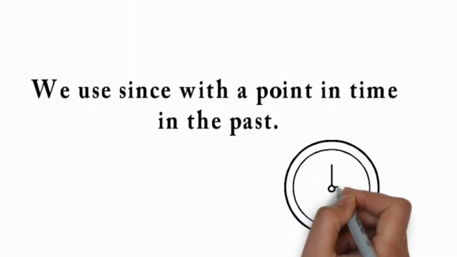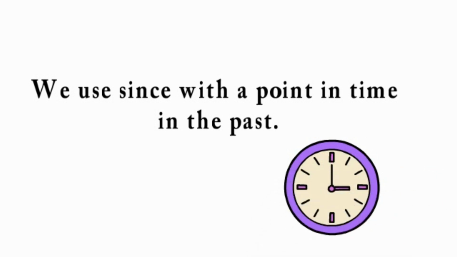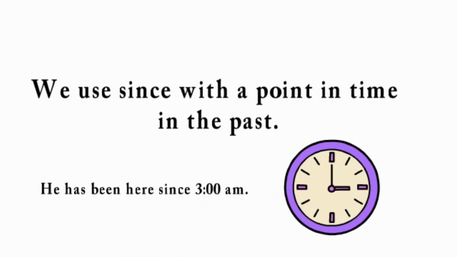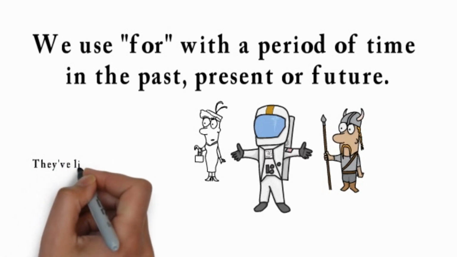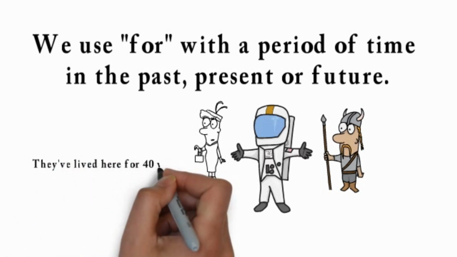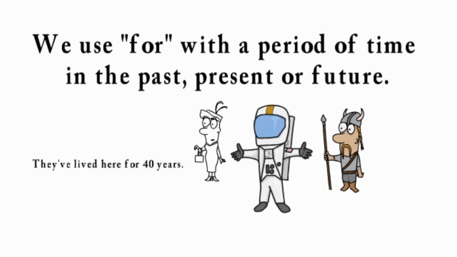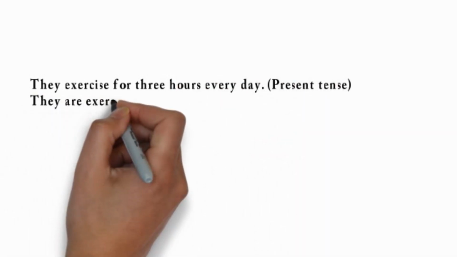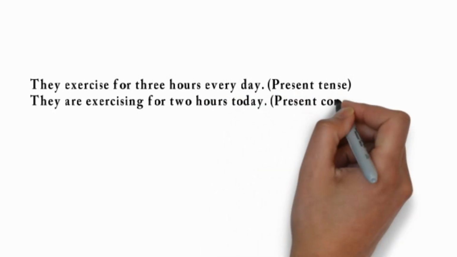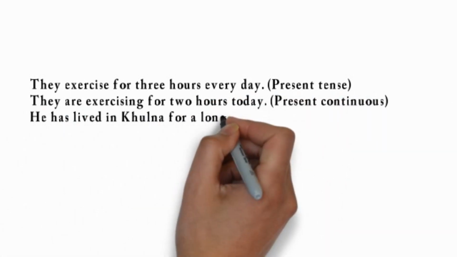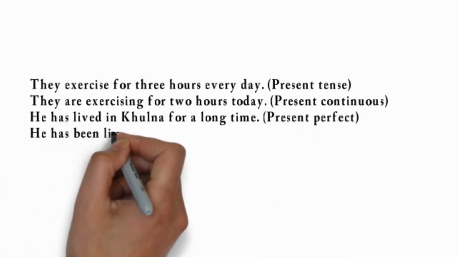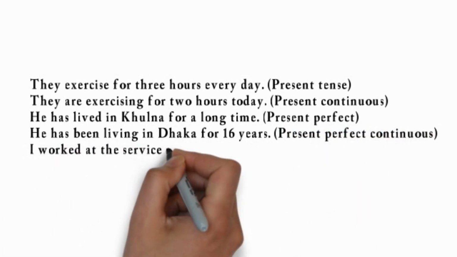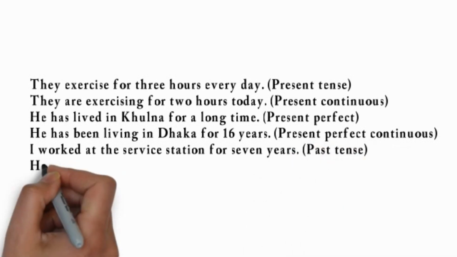In reality, we can use all verb tenses with the preposition for. I repeat, we can use all verb tenses with the preposition for. But the preposition since is normally used with perfect tenses. We use the preposition for when we measure the duration, when we say how long something continues. Consider the examples. So just see, as I told you, we can use all verb tenses with the preposition for.